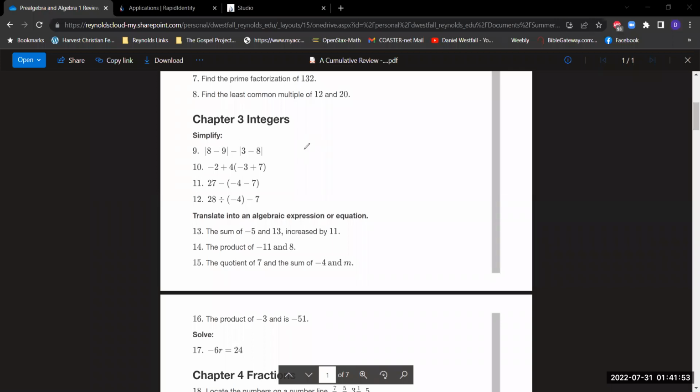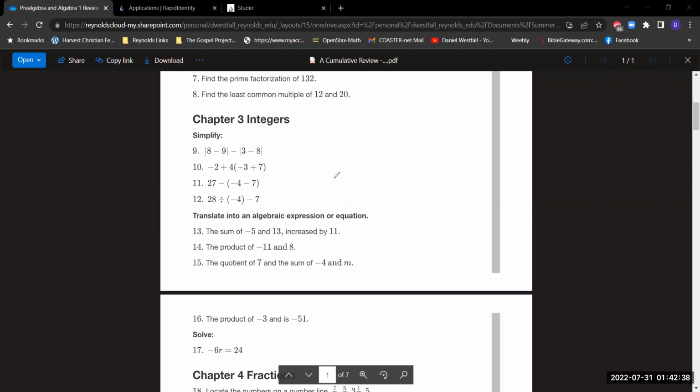It's a special set of parentheses, so we're going to do what's inside the absolute value bars first, and then simplify, and then we'll do the subtraction that's on the outside. 8 minus 9 is going to give me a -1 inside of absolute value bars, minus 3 minus 8 is going to give me a -5 inside of absolute value bars. -1 is 1 unit away from 0. I'll leave the subtraction sign alone. -5 is 5 units away from 0 on the number line. And 1 minus 5 is going to give me a -4.